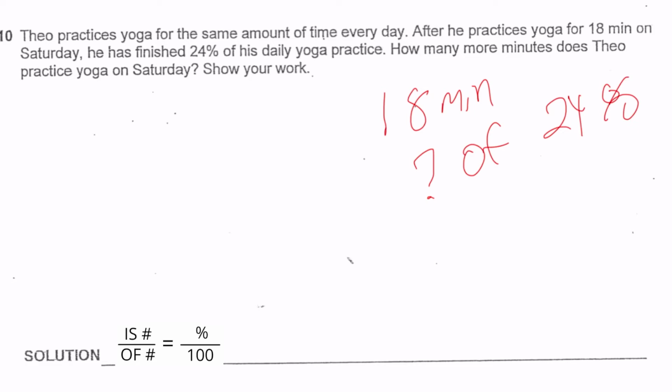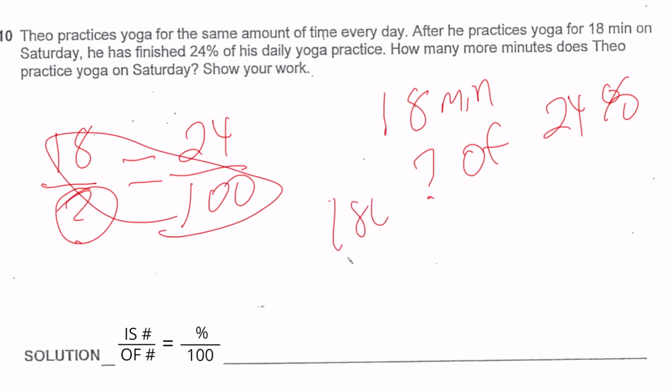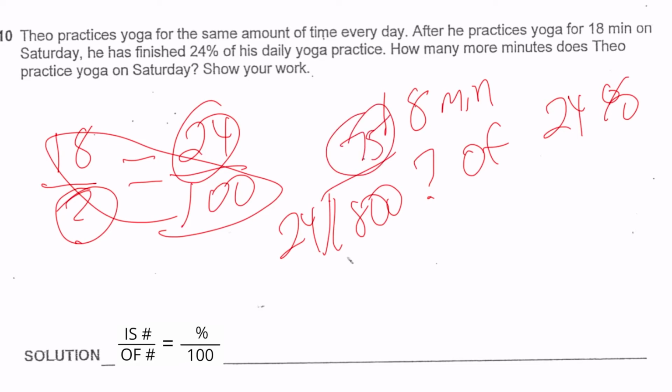So let's plug that into our formula. We can put up our proportion right here, and the top is always the is number. That's the 18. The bottom's always the of number. We don't know what that number is. The percent goes right here, and we know that's 24, and the percent always goes over 100. Now we can start our cross multiplication. 100 times 18 is going to be 1,800, and we're going to divide it by the only number left, which is 24. As it turns out, 1,800 divided by 24 is 75. So 75 minutes is the total number of minutes he does every day.